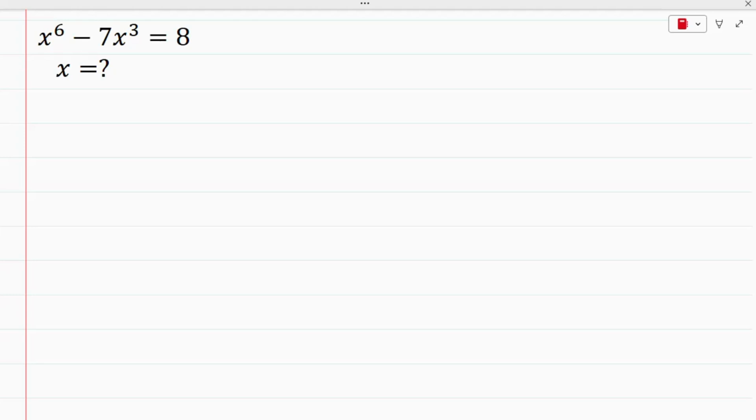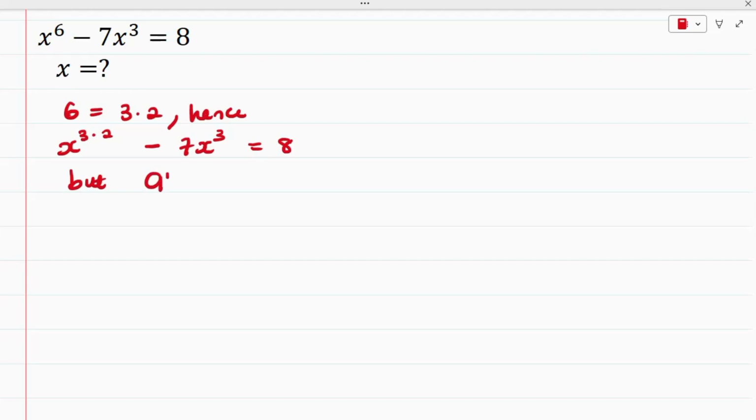So right here guys, we have this nice algebra problem and we are to find the value of x. The first thing you want to note is that 6 can easily be expressed as 3 multiplied by 2. Hence we have x raised to the power of 3 times 2 minus 7 times x raised to the power of 3, and this is equal to 8.